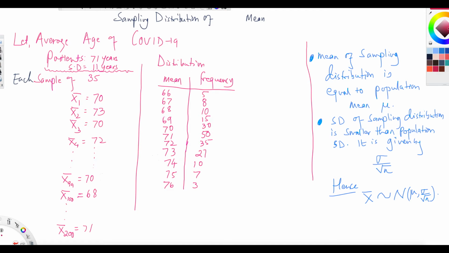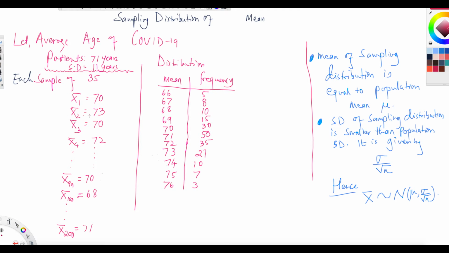So in the whole population, suppose that the average age of COVID-19 patients is 71 years and the standard deviation is 11 years. Now we want to do that study again. We want to know the average age of COVID-19 patients by taking different samples. I want to collect 200 different samples, each of sample size 35. Suppose the first sample has average age 70 years.